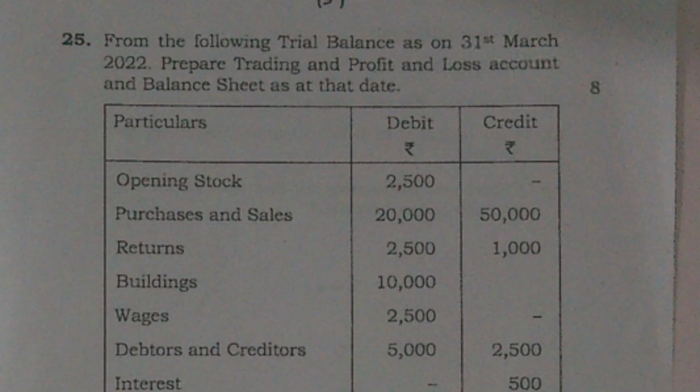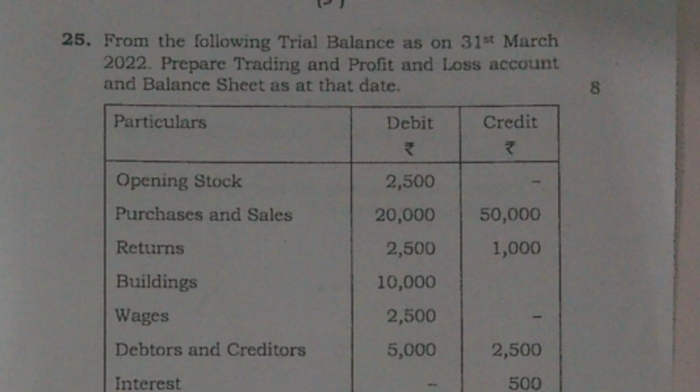The basic point to note from the trial balance is that all items of debit balance represent either direct expenses, indirect expenses or assets. Similarly, all items of credit balance represent either direct income, indirect income or liabilities.